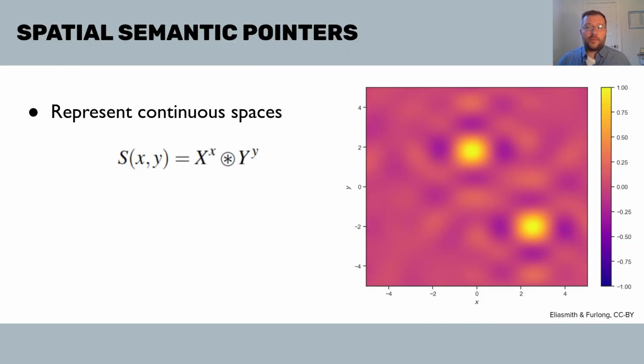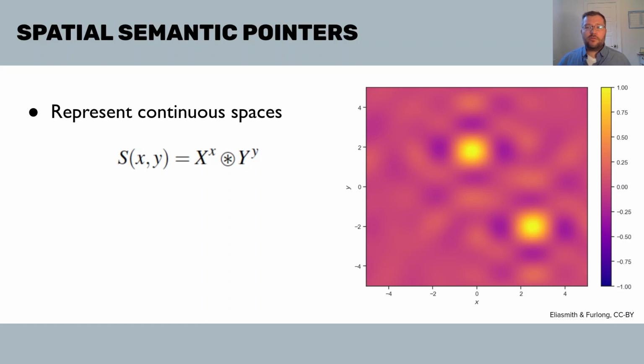Well, we can use SSPs to represent a continuous space as well. We can take a domain like XY, the Cartesian plane, and we can compose an SSP representation by fractionally binding the x-coordinate and then fractionally binding the y-coordinate with two different axis vectors, and then binding those two things together.